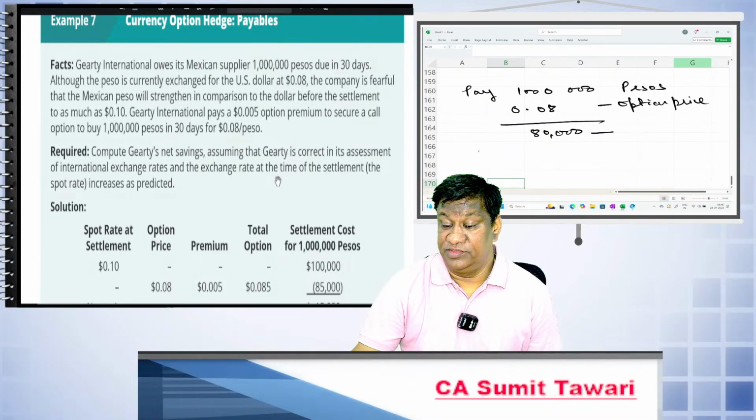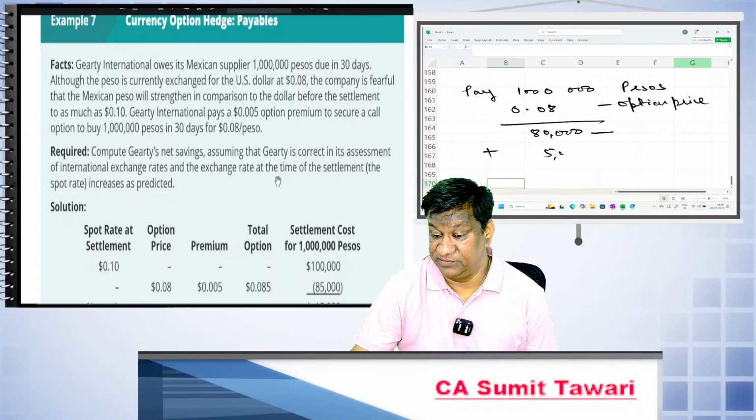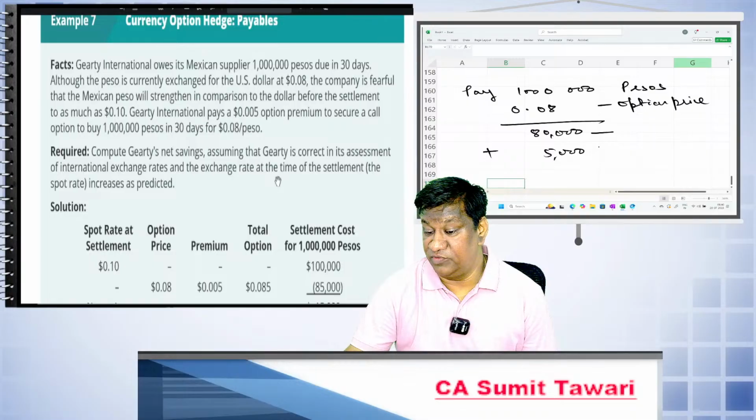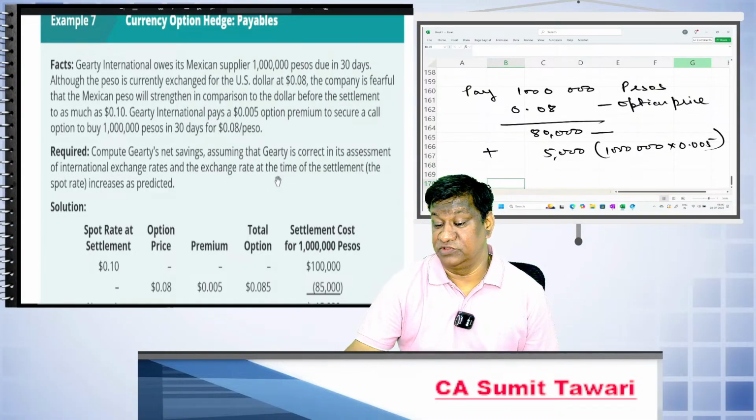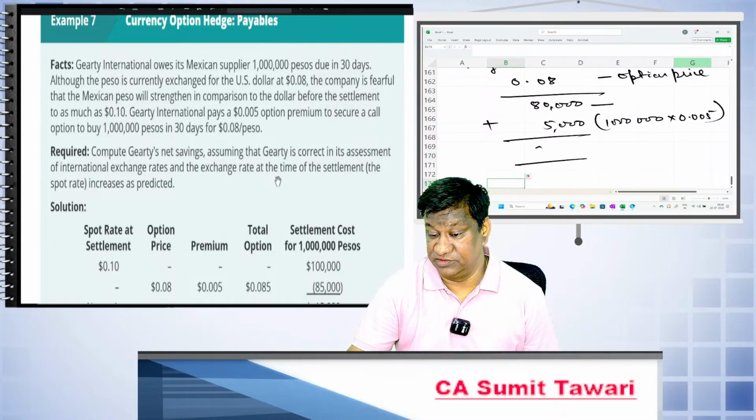Then how much premium did I pay to buy this option? 0.005 multiplied by 1 million, so it is basically 5,000. So this amount we calculate: 1 million multiplied by 0.005, so it is 5,000. So the total amount payable is 85,000.